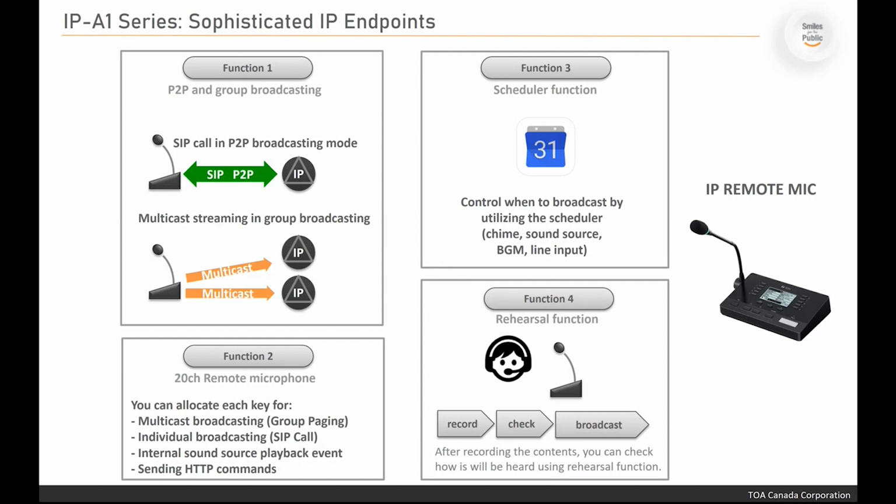The IP remote mic has four functions. The first one is that it can do two-way communication using SIP protocol and individual broadcasting, or it can do multiple broadcast to multiple devices using multicast.